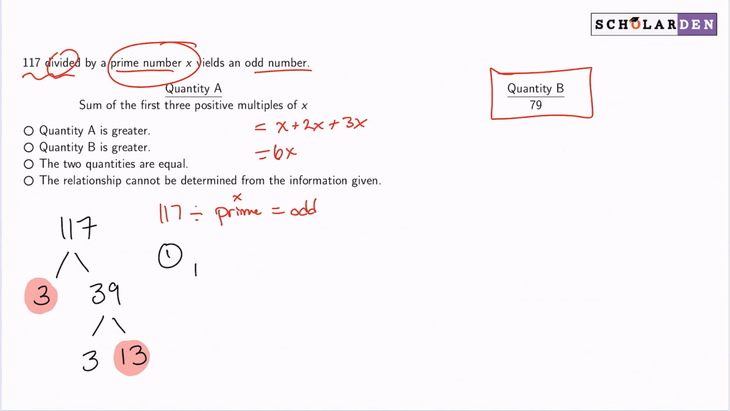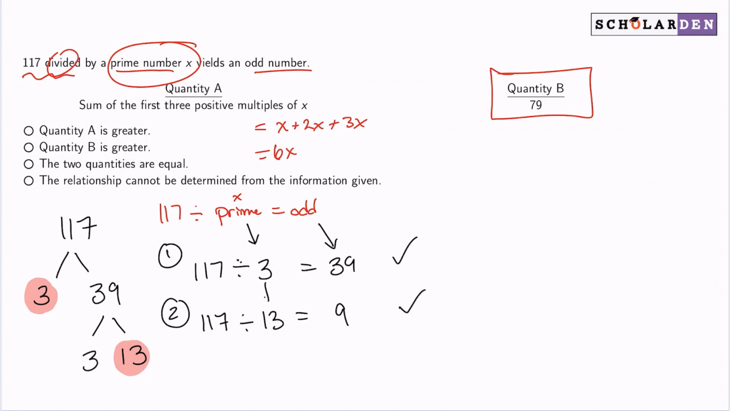Case 1, 117 divided by 3 equals 39. True. Divide by a prime, you get an odd. Case 2, 117 divided by 13 gives 9. True as well. So with that said, we have two numbers that work, 3 and 13. So we will now test out the sum of the first three positive multiples, or whatever 6x is. So 6 times 3 gives me 18. So with this case, quantity B is greater.